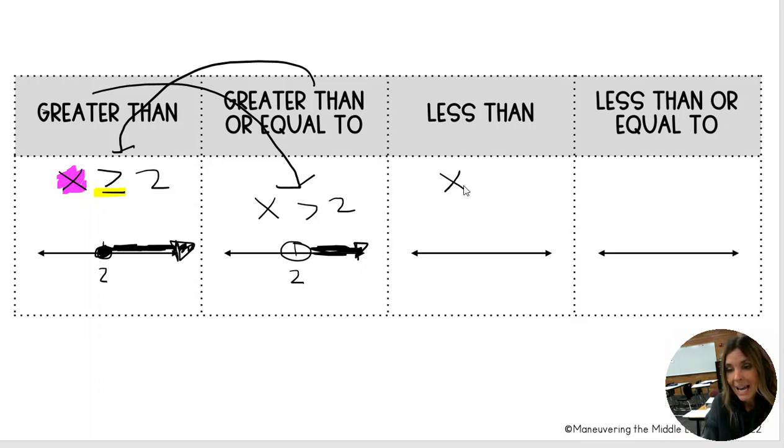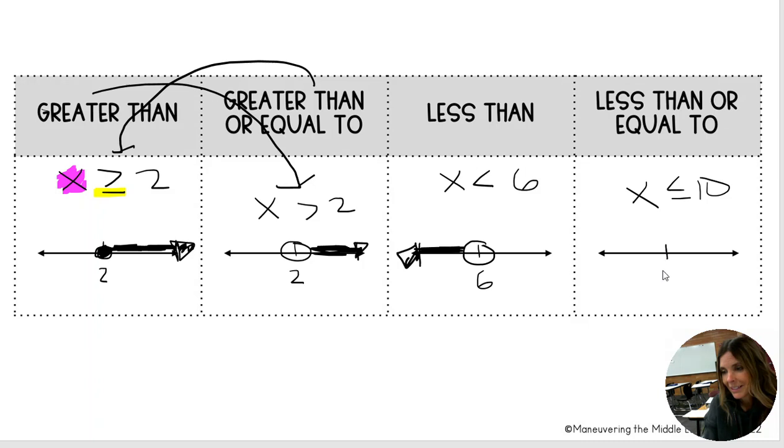If we have x is less than 6, we would have 6 on our number line, we would have an open circle, and all of the numbers that are less than 6 are to the left of 6 on the number line. And then if x is less than or equal to 10, this one's going to have a closed circle, and we would graph all of the numbers to the left of 10 on the number line.